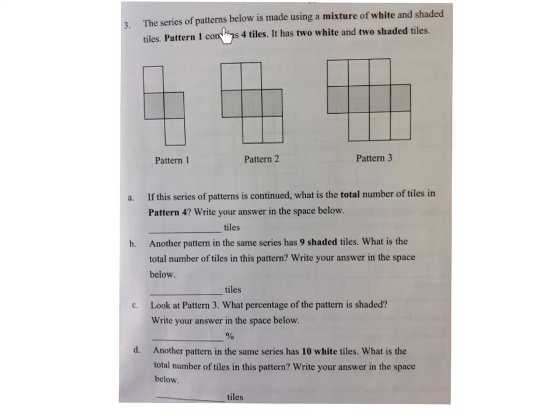The series of patterns below is made using a mixture of white and shaded tiles. Pattern 1 contains 4 tiles, 2 white and 2 shaded. So if we look at pattern 1 first, it's got 2 shaded, and above and below it's got 1 white. Pattern 2's got 3 shaded, above and below it's got 2 white. Pattern 3 has 4 shaded, above and below it's got 3 whites.